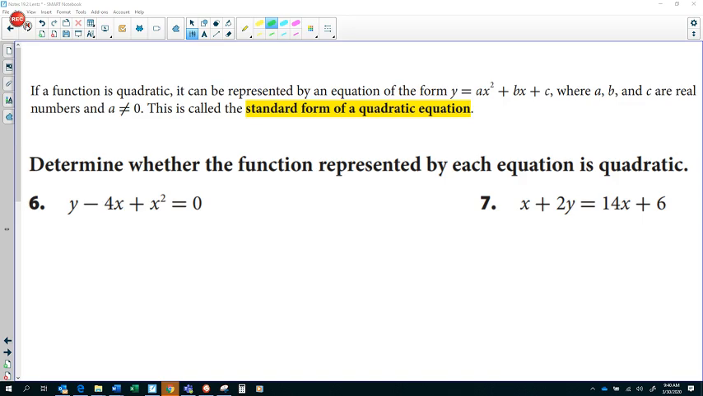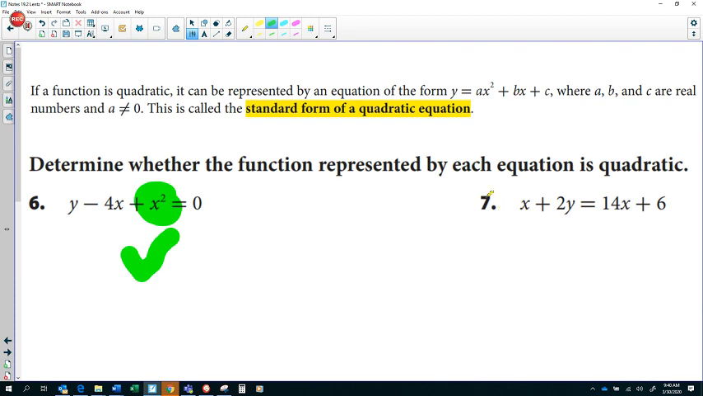Let's look at a couple more examples. In this first example, here we see this equation. We notice that we do have an x squared, and our a value, which is attached to the x squared, is 1. We have a b value of negative 4, and we have a c value of 0. It does not matter whether b or c are 0, just that a is not 0. And in this case, this is a quadratic function because we have an x squared and the value is 1.